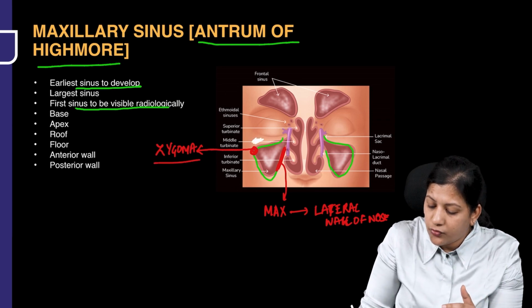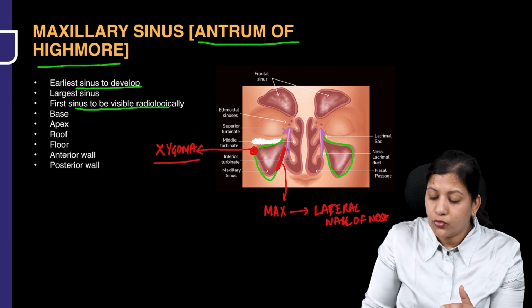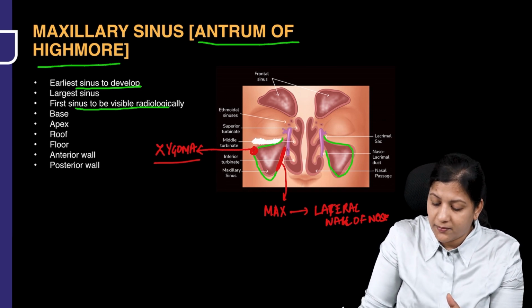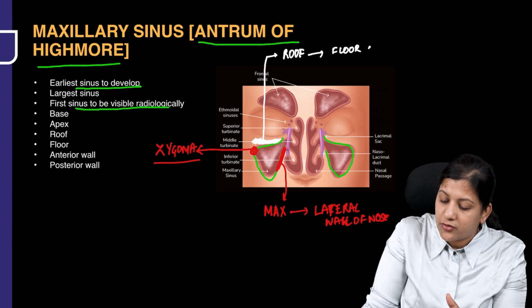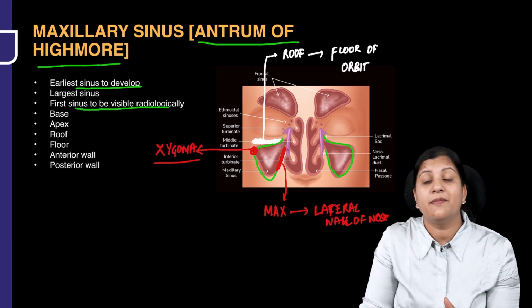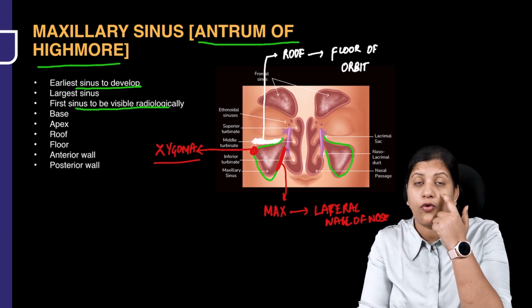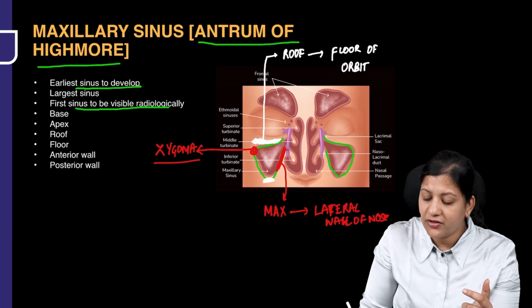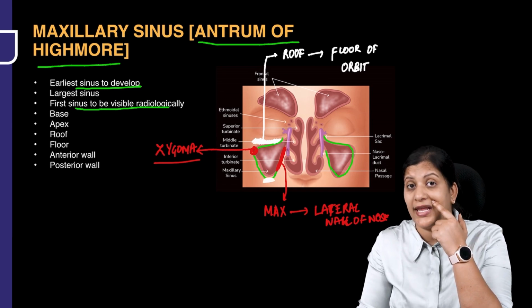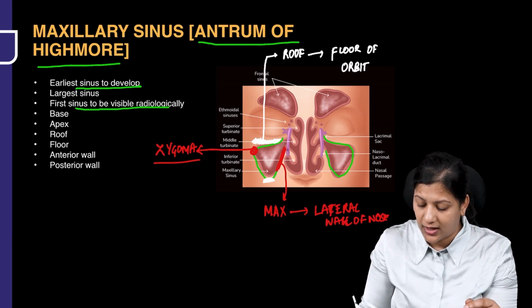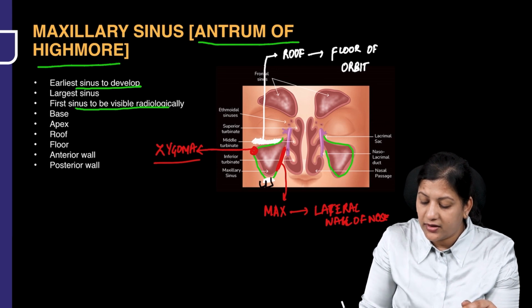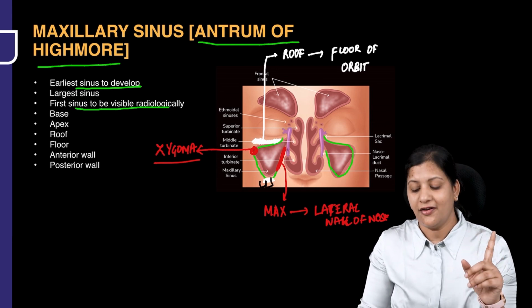Now this is the roof of the maxillary sinus. Roof of the maxillary sinus is formed by the floor of the orbit. So roof of the maxillary sinus is formed by which wall of the orbit? Floor of the orbit. Floor of the maxillary sinus is in relation to teeth. Which teeth is it in relation to? Your second premolar and first molar.